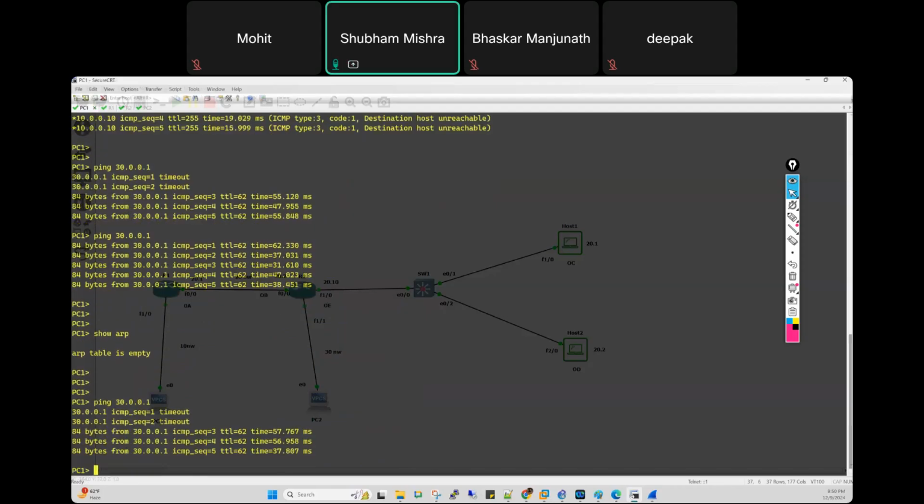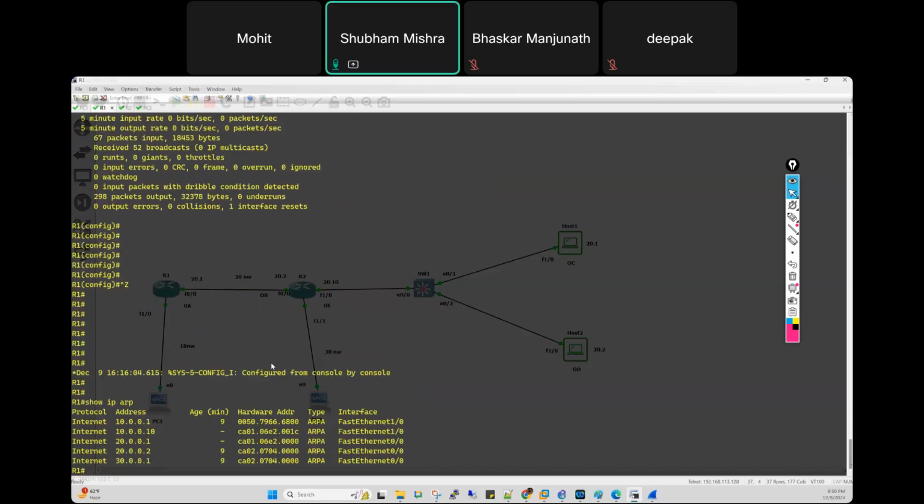Still I am able to ping. What is the reason? Who can tell me? Someone tell me, quickly. Still I am able to ping even though I disabled the proxy ARP. Who can tell me, guys?